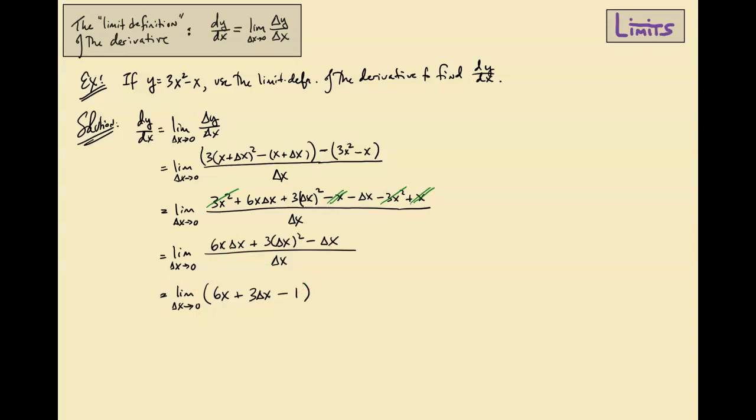Good. This is a limit I can actually take without running into the undefined expression 0 over 0. As delta x goes to 0, the 6x just sits there, and the minus 1 just sits there, but the delta x vanishes, which means that 3 times delta x vanishes too. So when we take this limit, we're left with the 6x and the minus 1, and that is all. It's exactly as we knew it would be. The derivative of this function is, of course, 6x minus 1.